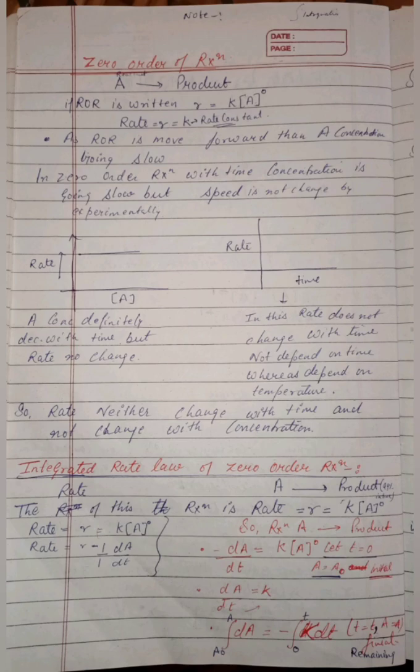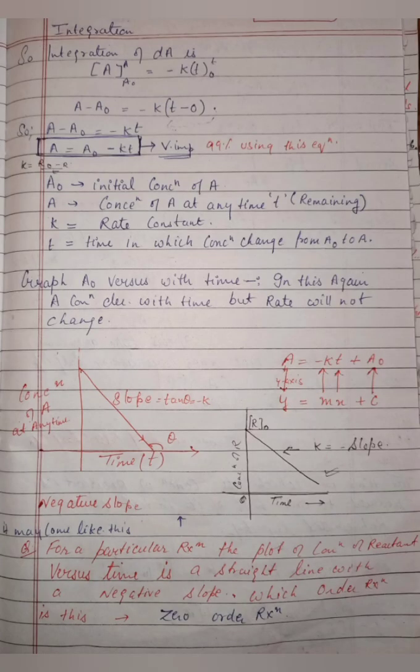Here A naught we have taken. So at t is equal to 0, A is equal to A naught initially. So dA upon dt is equal to K. Putting the integration sign on dA, in this A will remain at the upper limit and A naught at the lower limit. So the integration of dA gives A from A naught to A, and K dt from 0 to T. So A minus A naught is equal to minus K T minus 0. A will come on one side and KT on the other side: A minus A naught is equal to minus KT. So overall it is coming as A is equal to A naught minus KT. This is very important, and this equation comes 99 percent of the time.